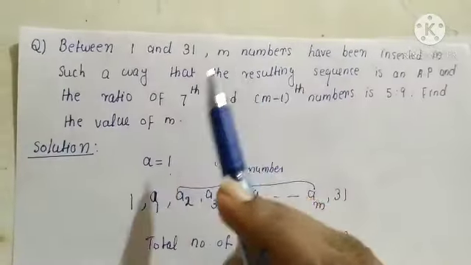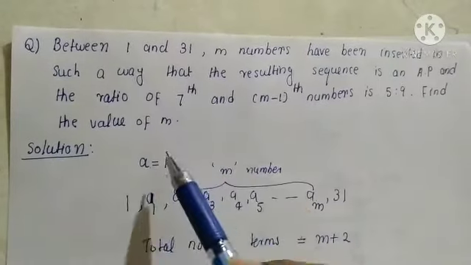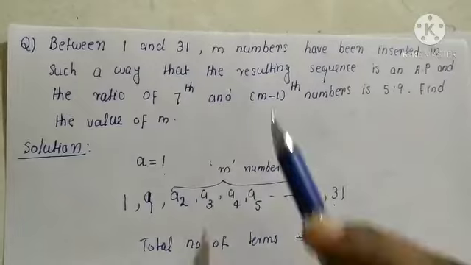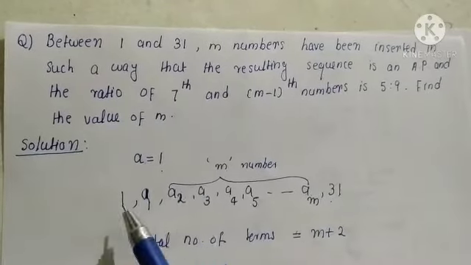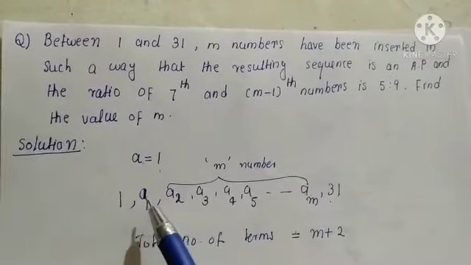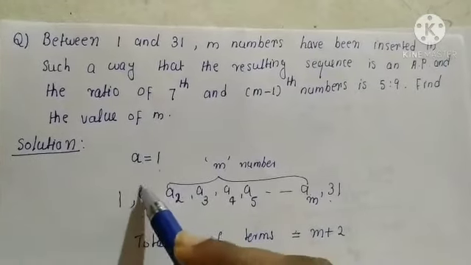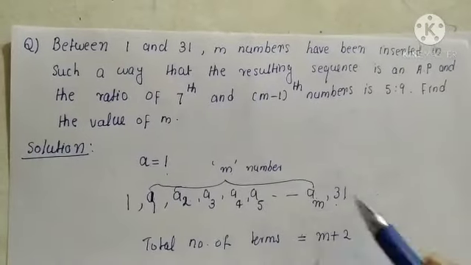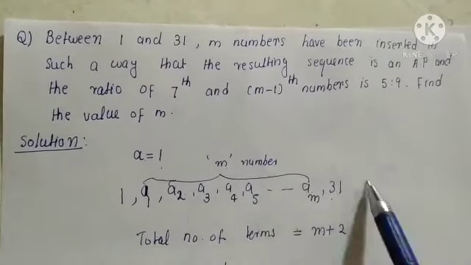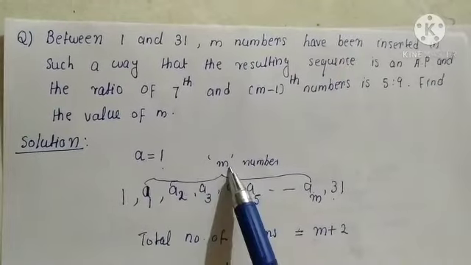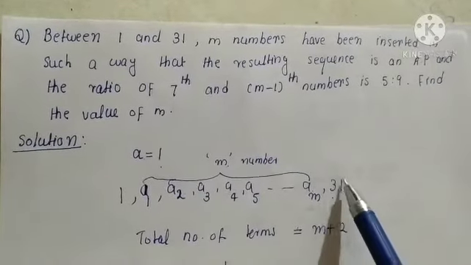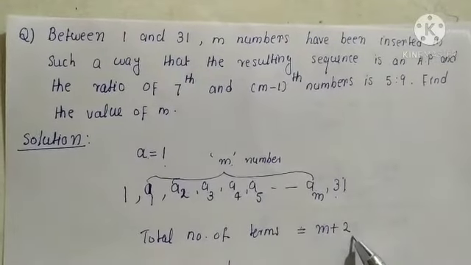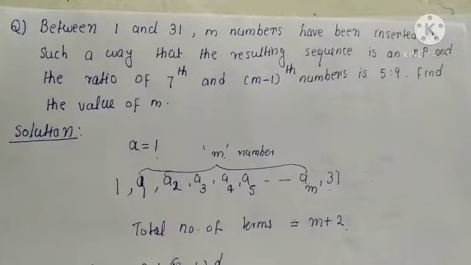So in this question, given that the first term is 1 and the last term is 31, and m numbers are inserted between 1 and 31. That means inserting a1, a2, a3 up to m terms between 1 and 31. So the total number of terms is m plus 1 plus 1, that means m plus 2. So the total number of terms is m plus 2. Clear?